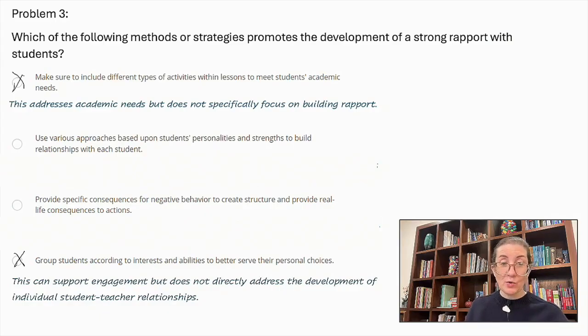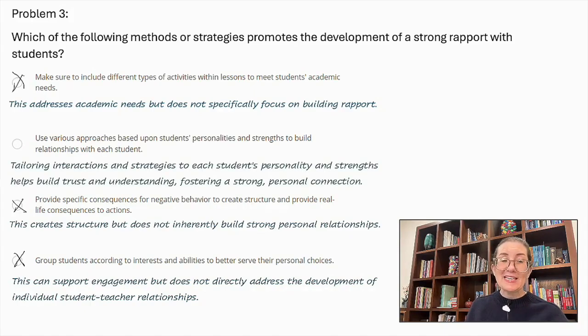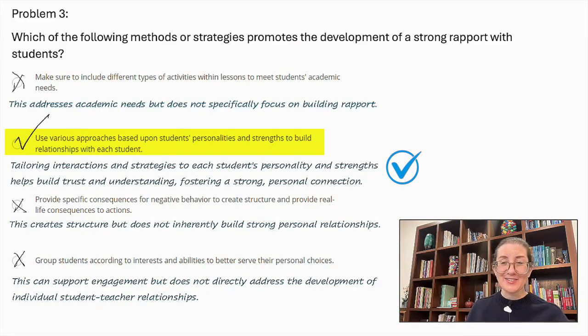Provides specific consequences for negative behavior to create structure and provide real-life consequences to actions. This creates structure but does not inherently build strong personal relationships. So this is incorrect as well. Use various approaches based upon students' personalities and strengths to build relationships with each student. Tailoring interactions and strategies to each student's personality and strengths helps build trust and understanding, fostering a strong personal connection. So this indeed is the correct answer.